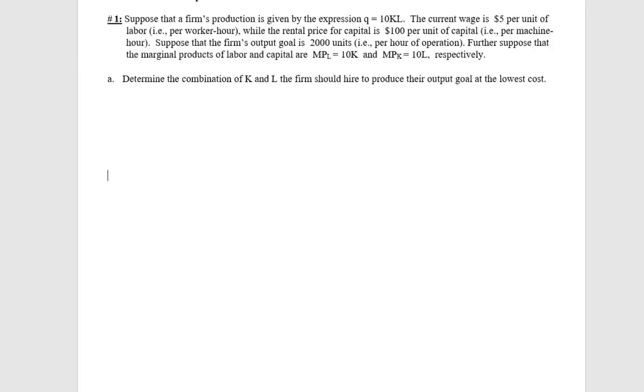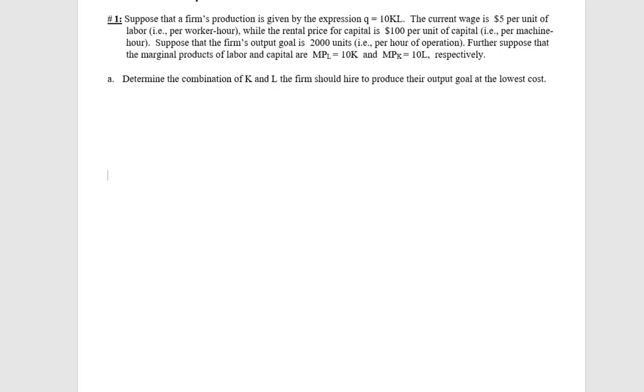Suppose the firm's production function is given by the expression Q equals 10 times K times L. The current wage is $5 per unit of labor, or $5 per worker hour, while the rental price for capital is $100 per unit, or per machine hour. Suppose that the firm's output is 2,000 units, or 2,000 units per hour of operation. Further, suppose that the marginal products of labor and capital are as given. The marginal product of labor is 10K and the marginal product of capital is 10L. Determine the combinations of K and L the firm should hire to produce their output goal while minimizing the cost of production.